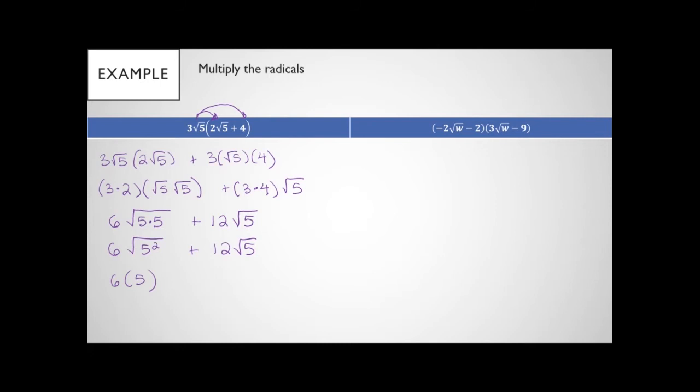So 2 square roots cancel each other out. The square root of 5 times the square root of 5 is just 5. And then I still have this plus 12 times the square root of 5 going on. Then 6 times 5 is 30, so we end up with 30 plus 12 times the square root of 5. Now we can't combine these any further because one has a square root and one doesn't. So that's as far as it goes.